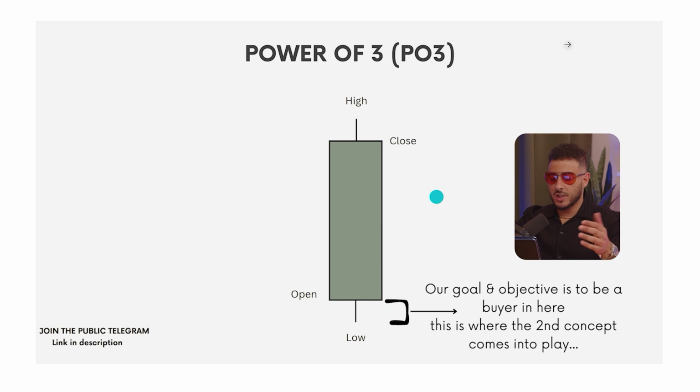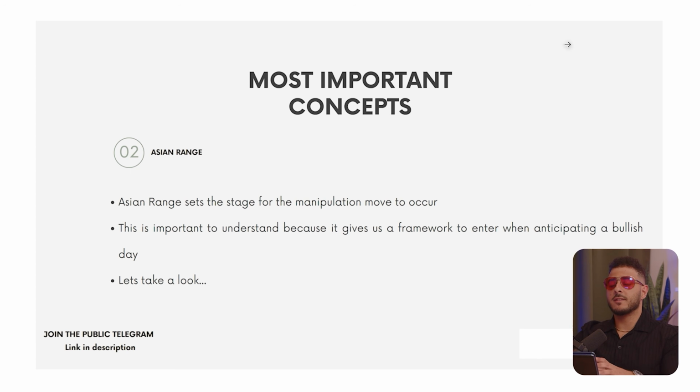So on bullish days, we want to buy near the opening price or around the low. And again, if it's a little bit before the expansion move, that's fine. But if we can anticipate this specific low in price, it gives us a potential narrative. So that leads us into the second concept, the Asia session range. Asia range sets the stage for the manipulation move to occur. This is important to understand because it gives us a framework to enter when we're anticipating a bullish day.